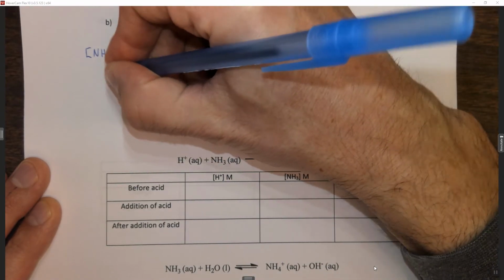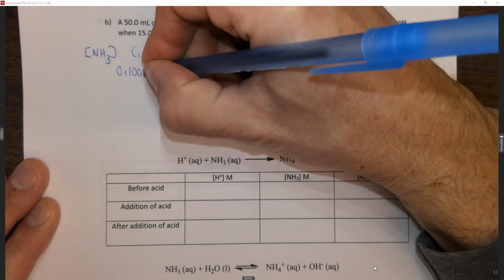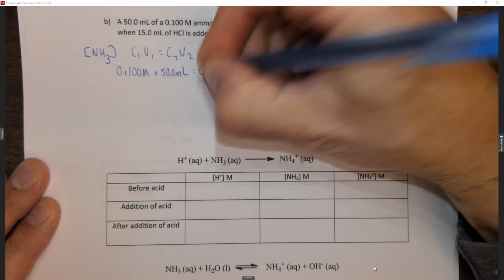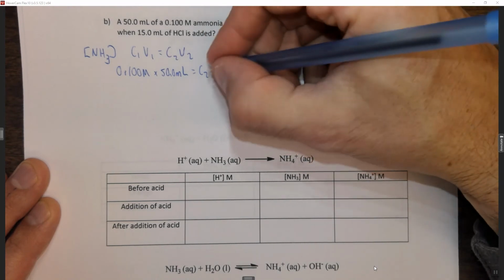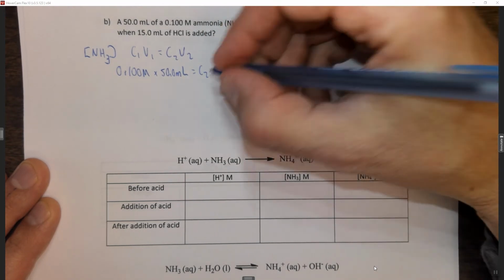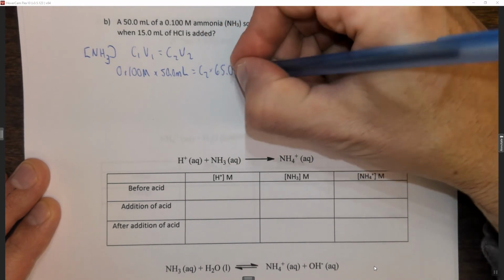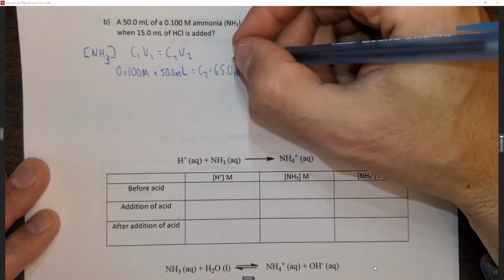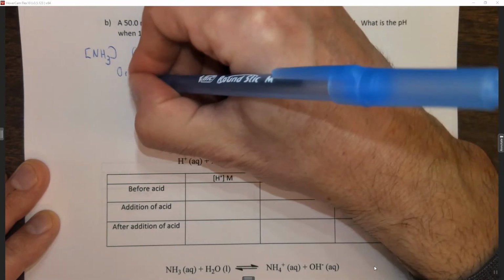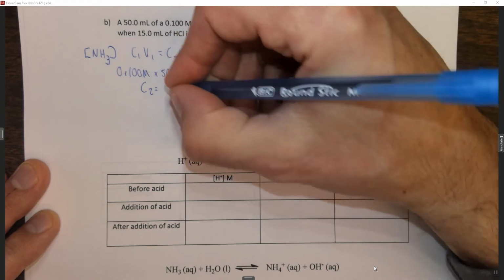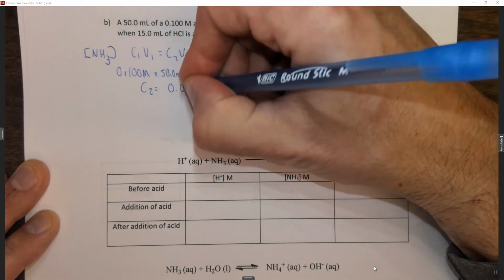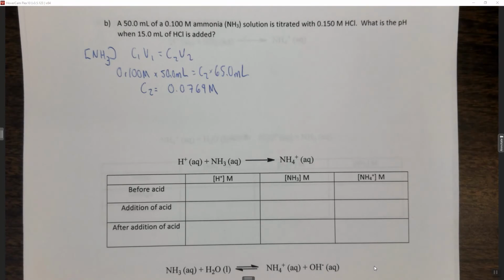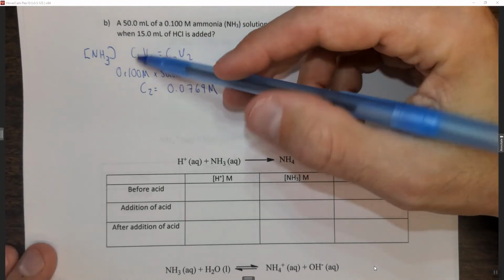So I had originally 0.100 molar, and I had 50 milliliters of it. The final concentration is what I don't know, and the final volume here is going to be 65 milliliters, and 65 is 50 plus 15. So initially, I have 0.0769 molar NH3.